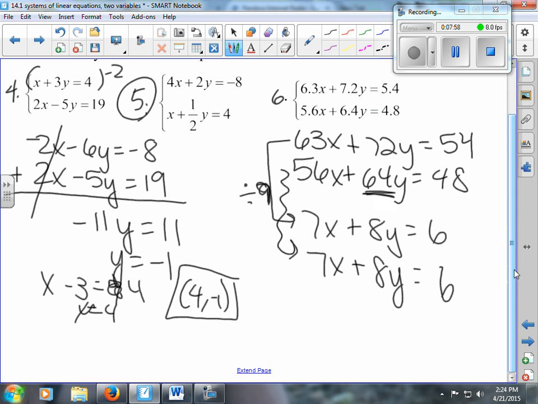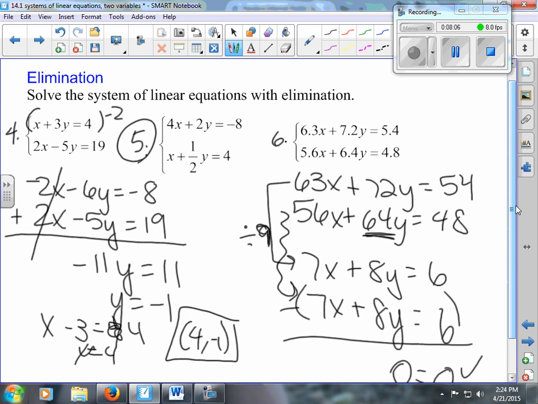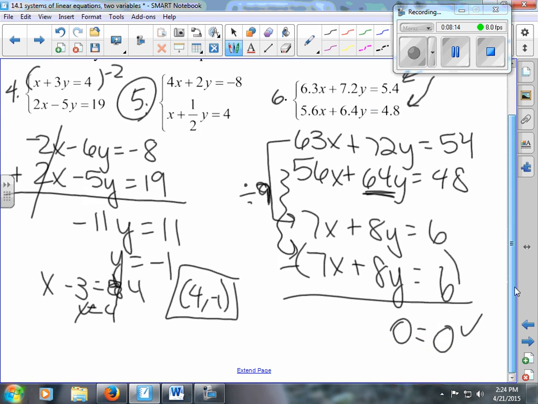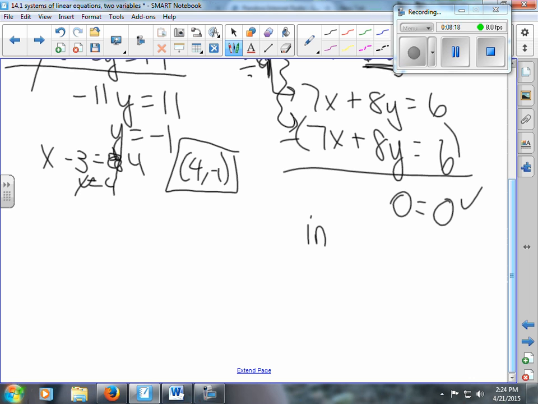And so if I subtract them, say, then I end up with 0 equals 0, which everybody knows. And so what happens here is that these, although they look very different, they graph the same exact line. And so this system of equations has infinitely many solutions. Infinitely many.